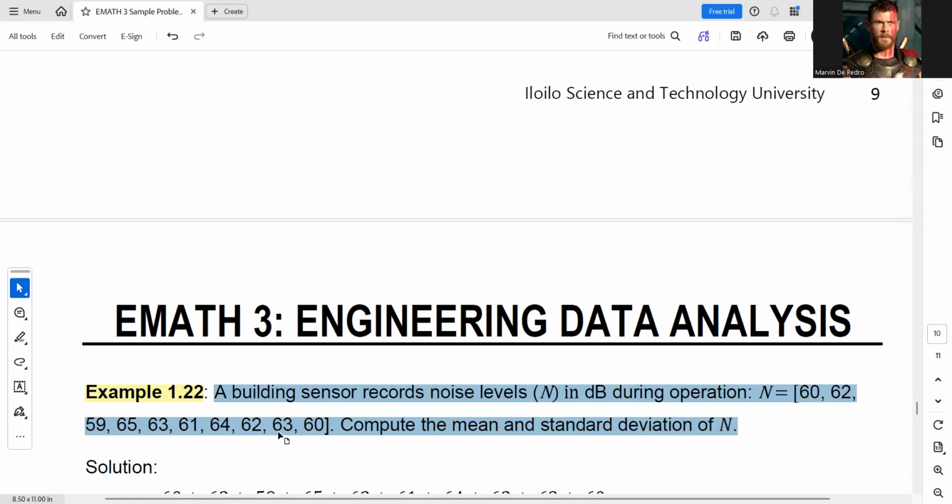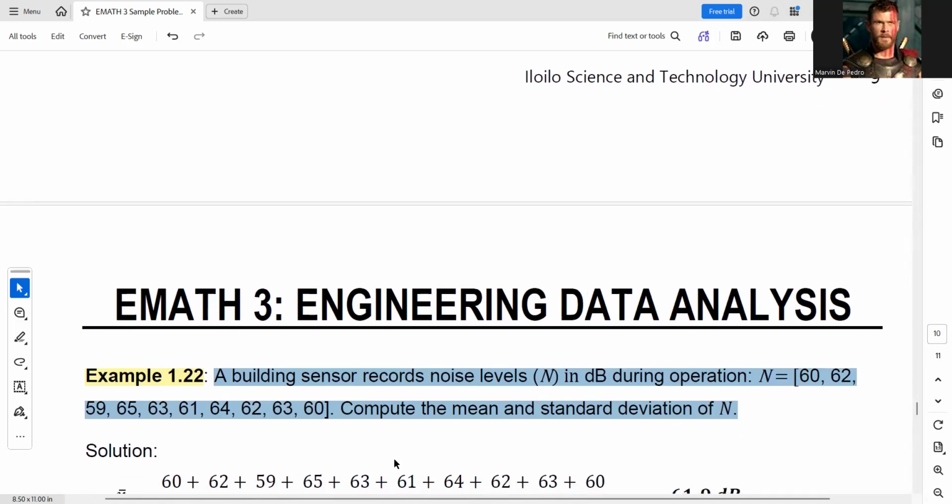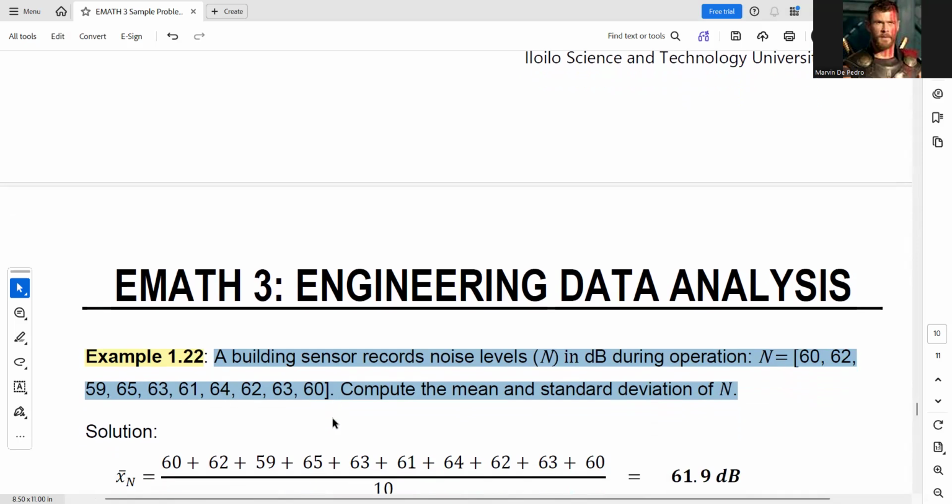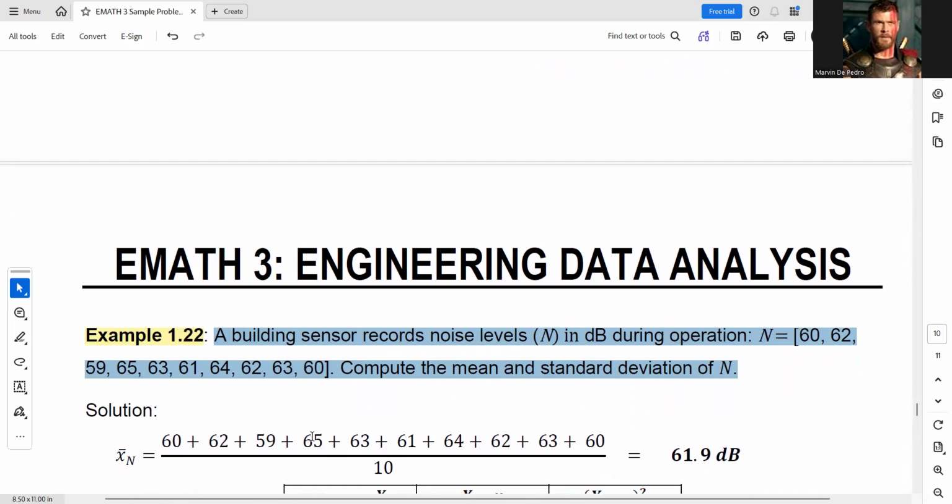So the mean is basically, as you all know, the average of these numbers. So we just add them all together and then divide by their sample size. This is one sample, so we just count them. Okay, so 2, 4, 6, 8, 10. So we have a total of 10 items here, 10 sample points in all.